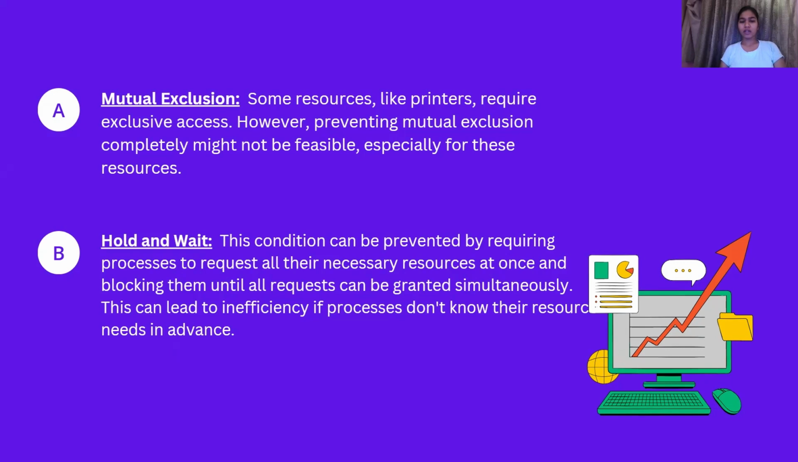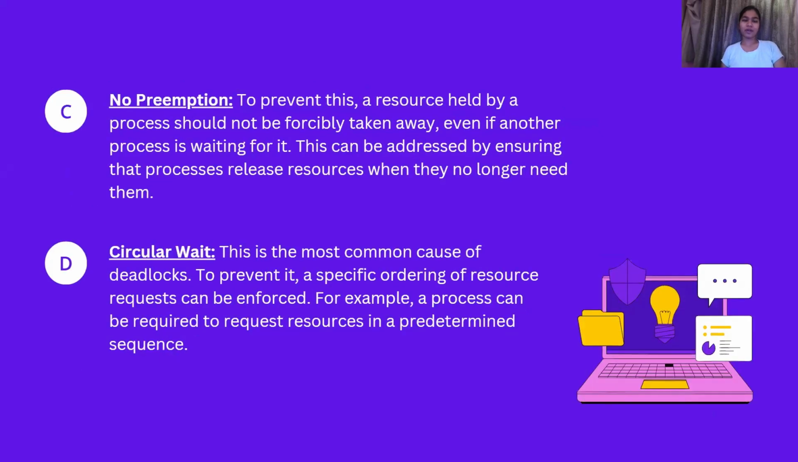Second, hold and wait. This condition can be prevented by requiring processes to request all their necessary resources at once and blocking them until all requests can be granted simultaneously. This can lead to inefficiency if processes do not know their resource needs in advance. Third, no preemption. To prevent this, a resource held by a process should not be forcibly taken away, even if another process is waiting for it. This can be addressed by ensuring that processes release resources when they no longer need them.